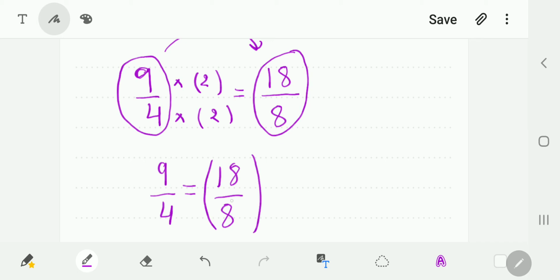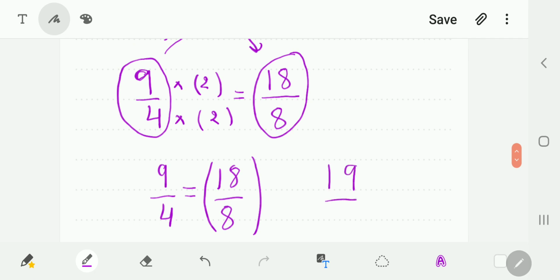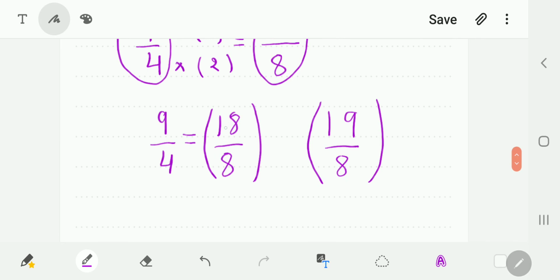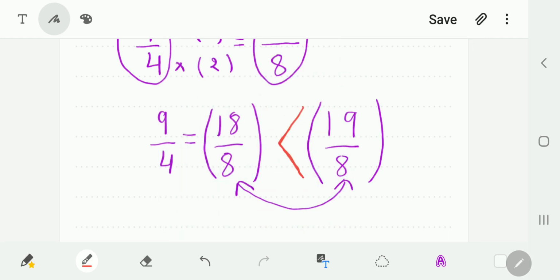Now I have 18/8. I want to compare 18/8 instead of 9/4 to 19/8. Now I think it's easy for me to figure out which one is bigger, 18/8 or 19/8. Since now they have the same unit fraction, which is eighths, I can easily just compare the upper numbers, which are 18 and 19. Definitely 19 is bigger than 18, so I am gonna select that: 19/8 is bigger than 18/8.